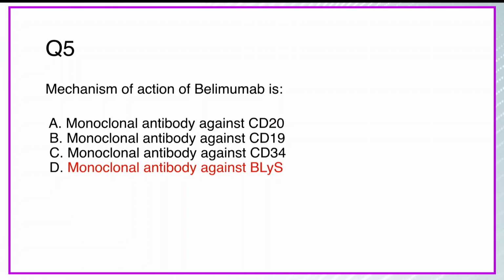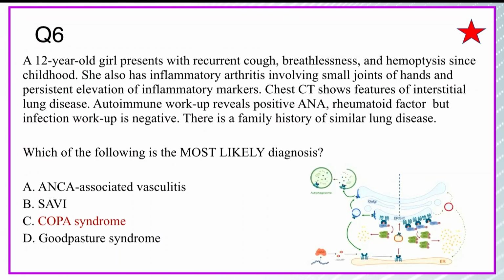Belimumab is a monoclonal antibody against BLyS. Okay, so this is a tricky question. This is a 12-year-old with ILD, arthritis. In them, ANA and RF can be positive also. There is a very strong family history of ILD. The pathology shown here is the Golgi apparatus showing the action of COPA. So this is actually COPA syndrome.